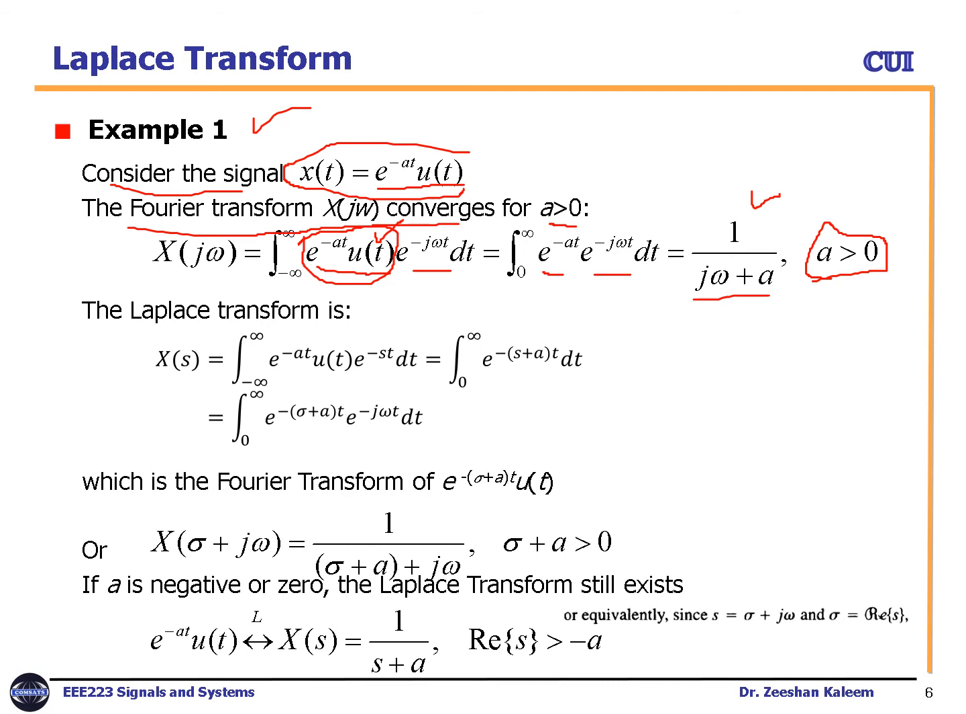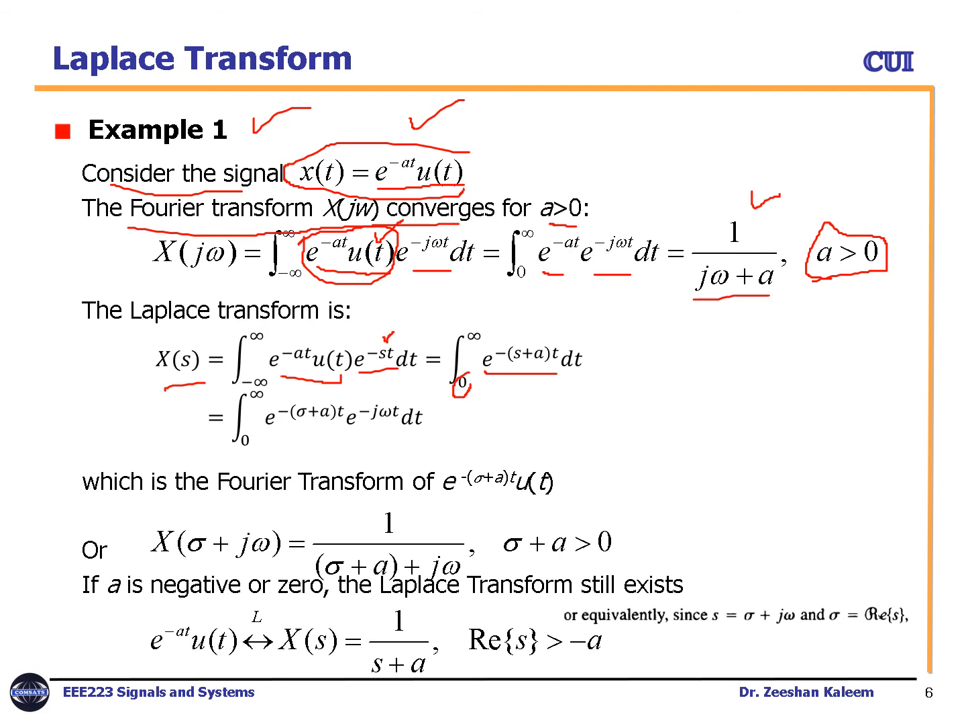So now take the Laplace transform of the same signal. So X of s equals the integral of e to the minus a t u of t e to the minus s t. Instead of omega t, we have s t here. Let's combine both exponential terms together, and by replacing u of t, we update the limit from 0 to infinity. So it becomes e to the minus (s plus a) t dt.